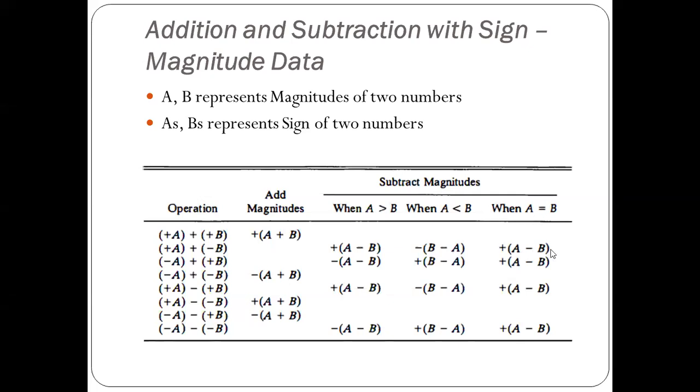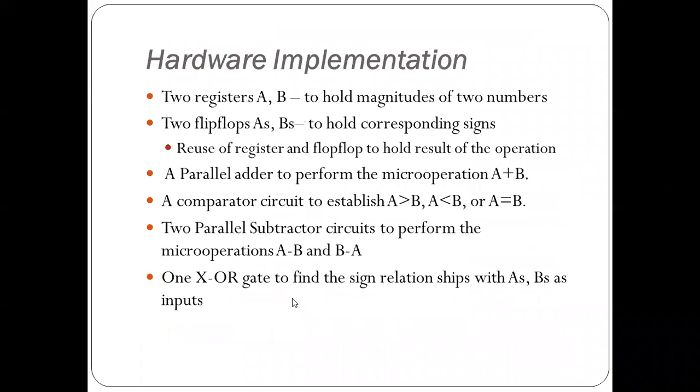When both are equal, the result is plus of A minus B, to assure plus 0 only. Similarly the third case, fourth case, and till 8 cases. I think this table is clear. Yes, ma'am. Now coming to the hardware implementation.